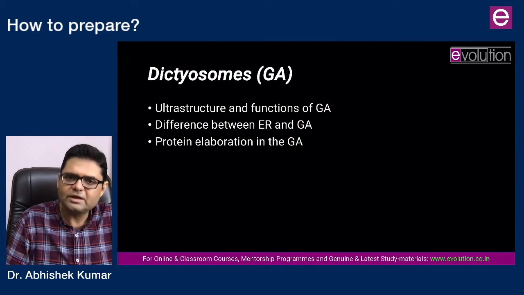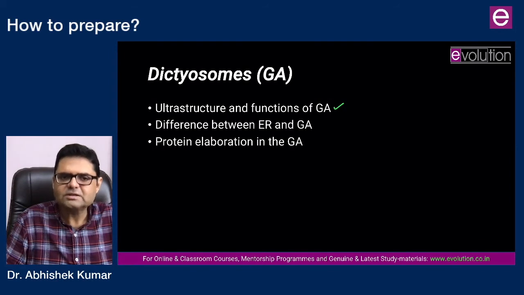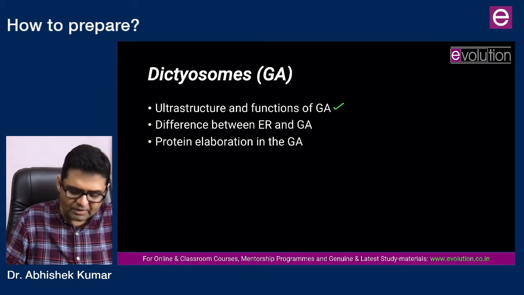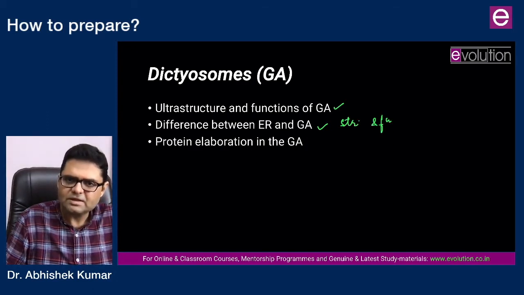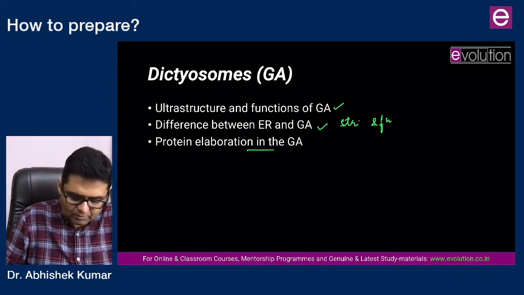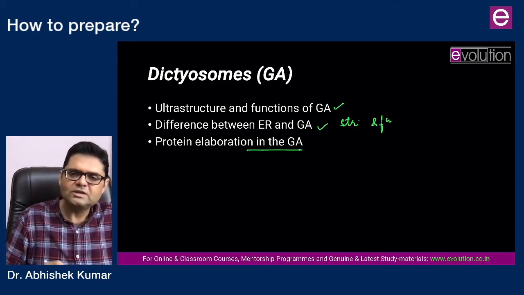And then you come to dictyosomes or Golgi apparatus. Again, a general account of Golgi apparatus ultrastructure and functions. Prepare the difference between Golgi apparatus and endoplasmic reticulum. And here again, both structural and functional differences need to be established. And lastly, you will be doing protein elaboration in the Golgi apparatus.